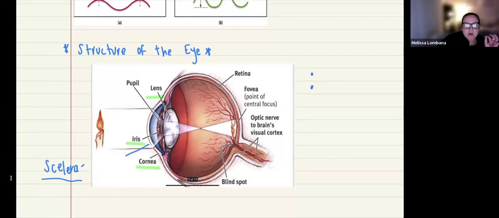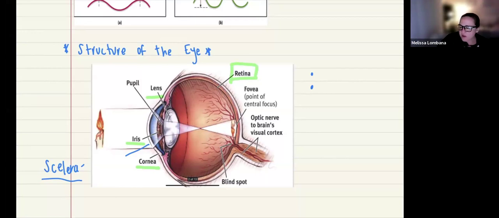Now, this is where it's going to focus incoming light rays into the image on the retina, which is in the back of the eye. So the lens sends it back here, and that's where you'll see them convert these wavelengths to neural energy.